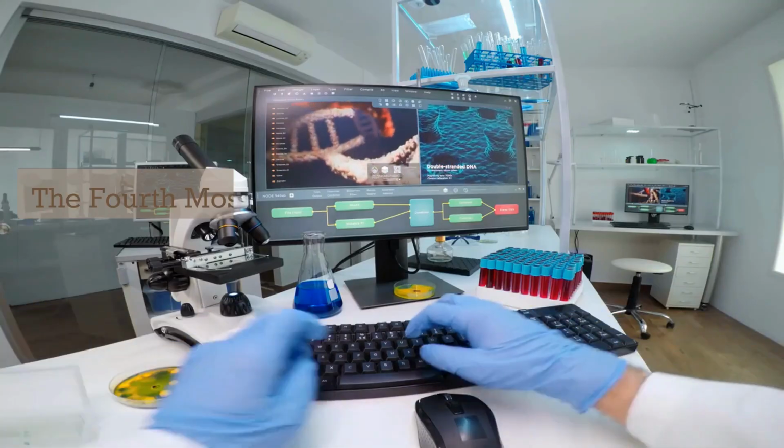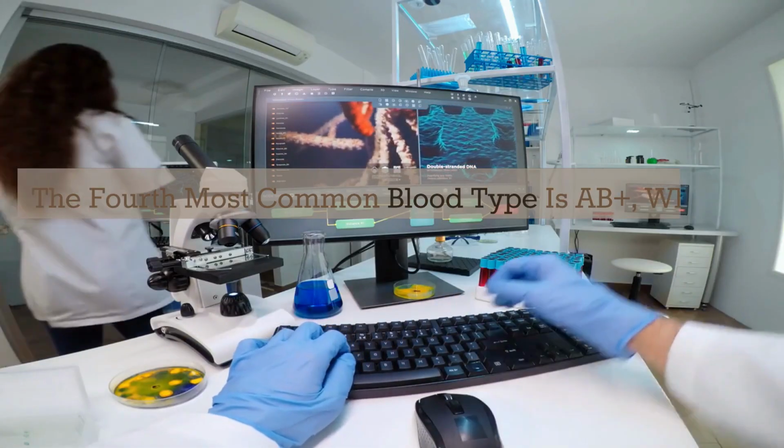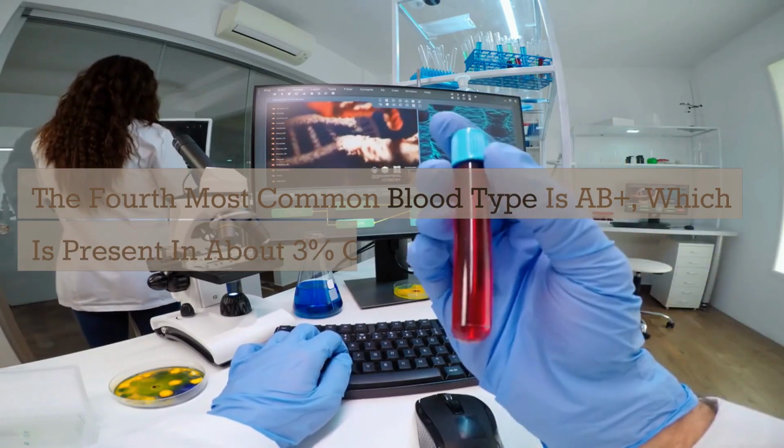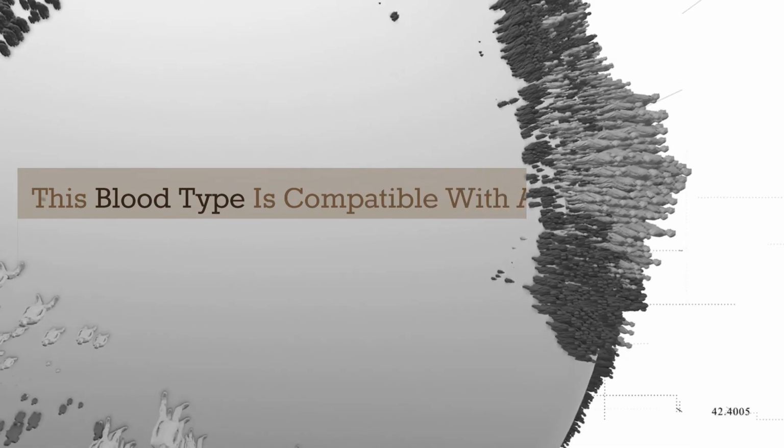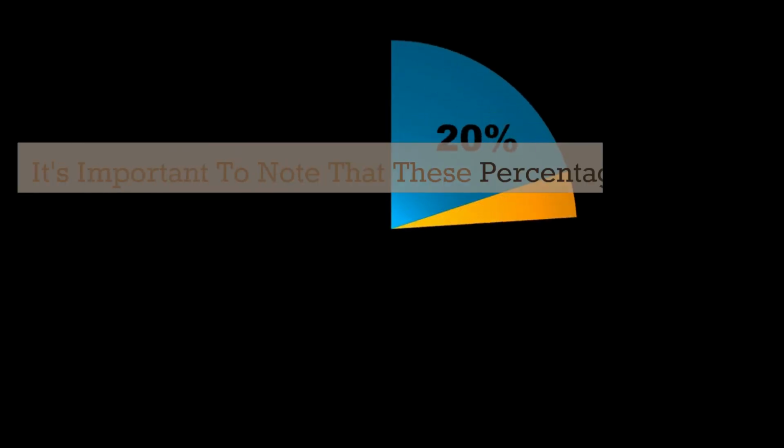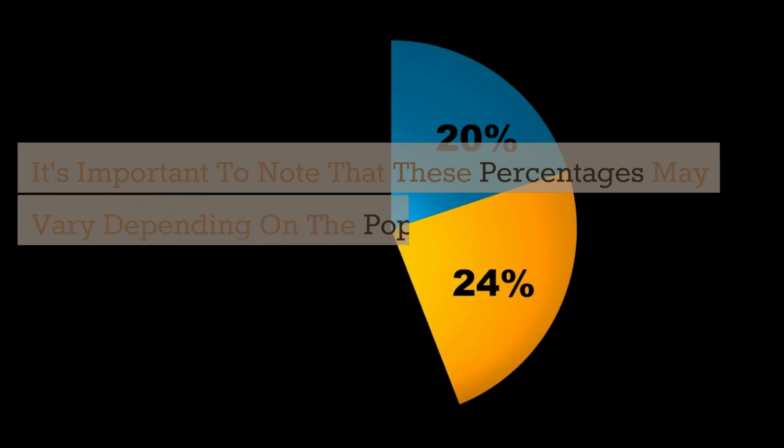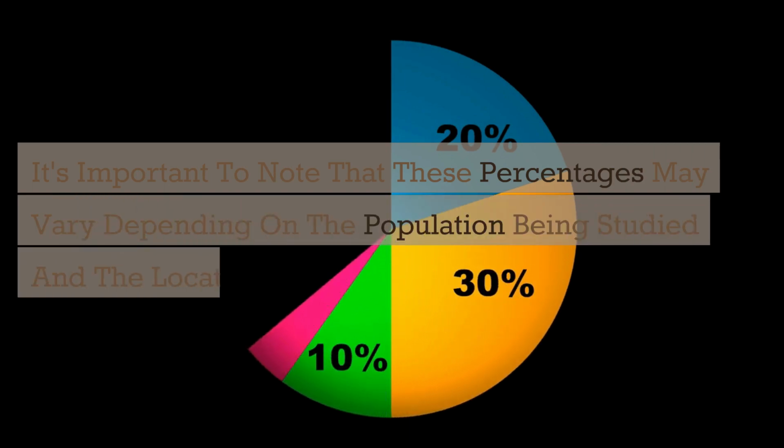The fourth most common blood type is AB+, which is present in about 3% of the population. This blood type is compatible with all other blood types. It's important to note that these percentages may vary depending on the population being studied and the location.